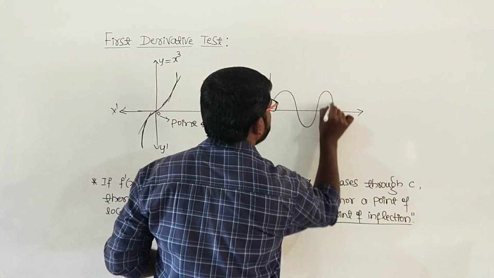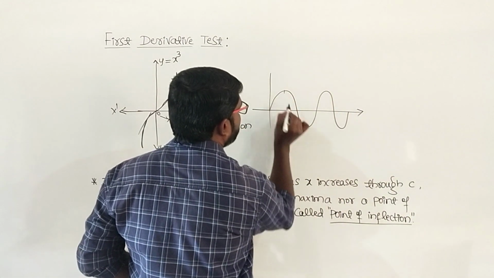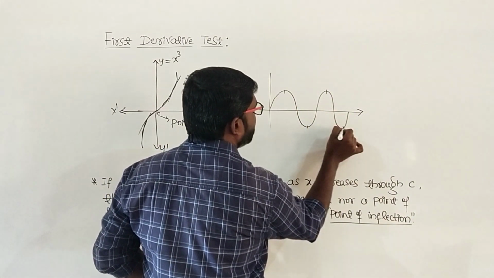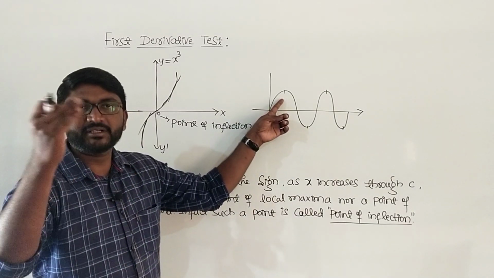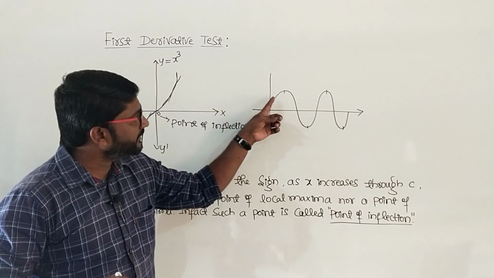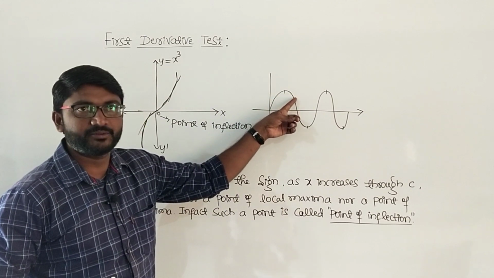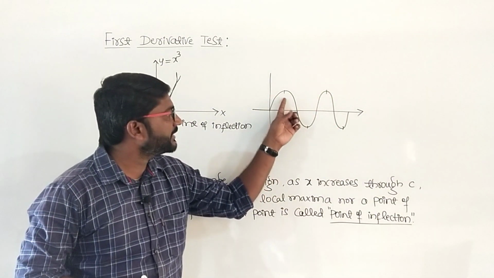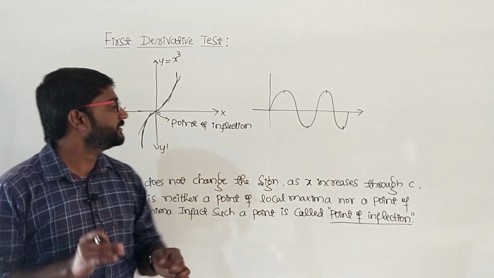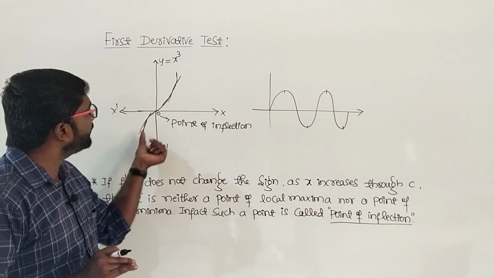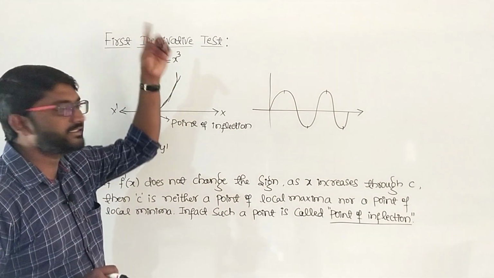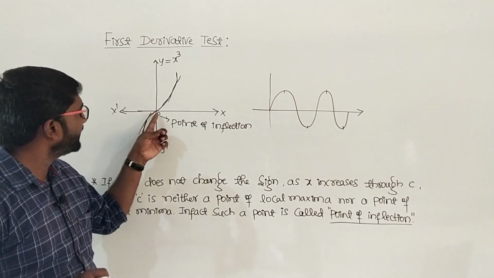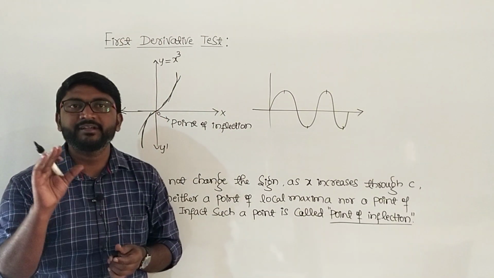If you consider this, here these are the turning points. At this point the slope of the graph is going to be changing. Here it is greater than 0, here it will be less than 0. Like this it continues. So these are the turning points. In the case of a point of inflection, we don't have any turning points as the function keeps on increasing. That is why this 0 is going to be a point of inflection.